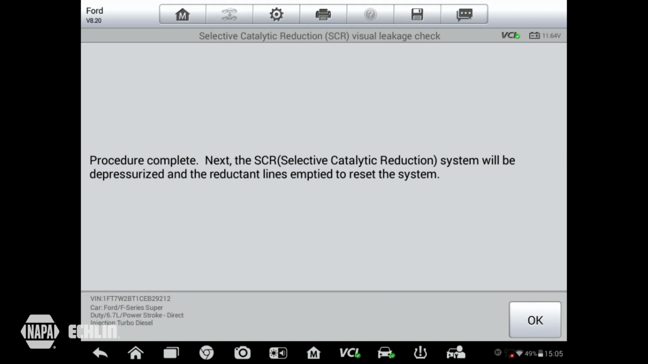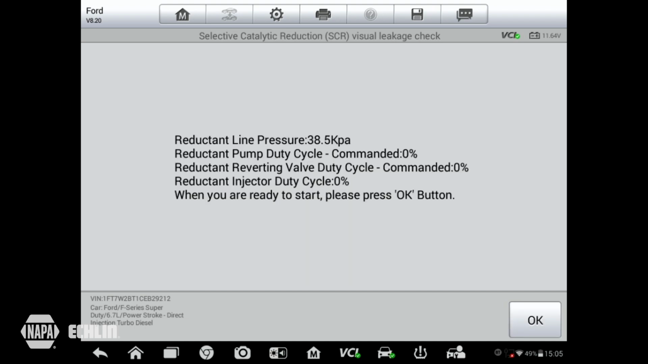After 5 minutes, we see that the procedure is complete. During that 5-minute window, we were able to go around the system and visually look for any external leaks, and there weren't any on this vehicle. But now we're told that the system needs to be depressurized and the lines emptied to reset the system. That is something the scan tool will do. It will take care of that for us when we press OK and continue. Now the system will be depressurized and returned to a normal state.